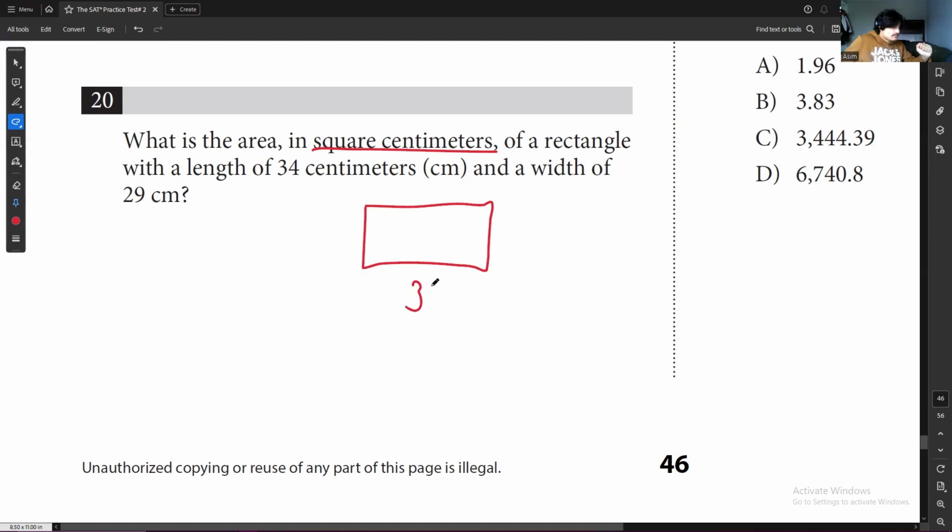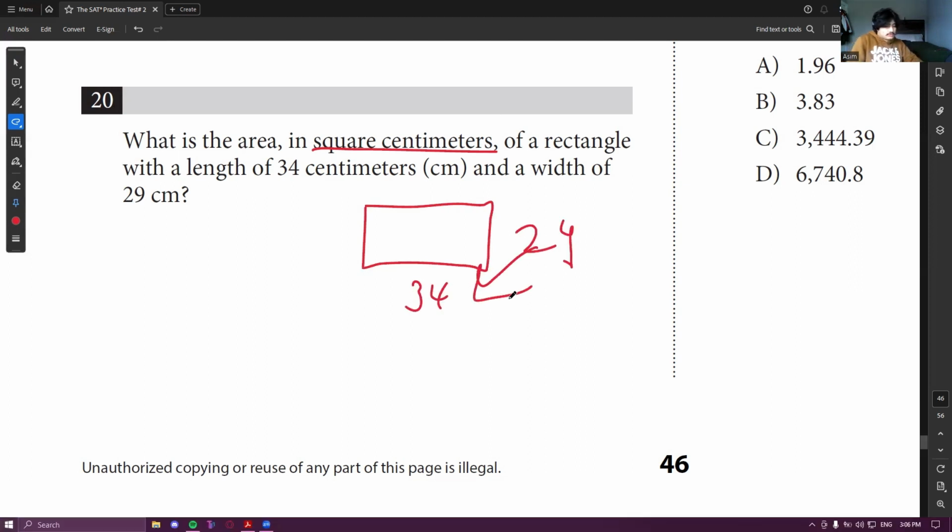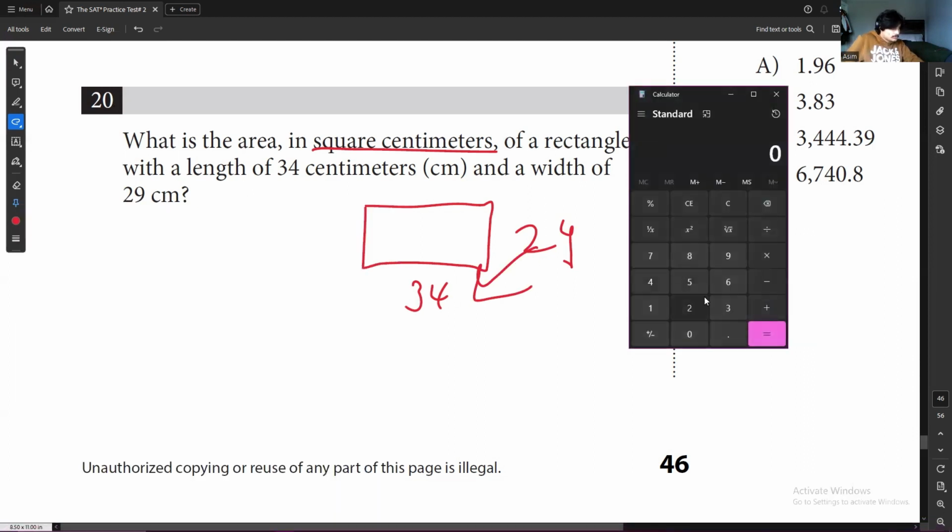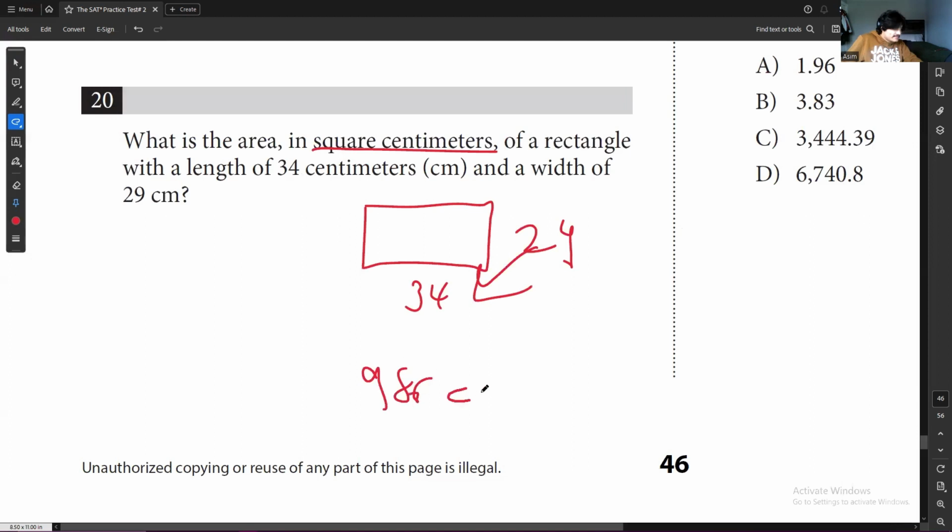It's so easy, guys. 34 and 29. So we just multiply these with each other. So let me just grab my calculator and multiply 29 times 34. And I got 986 square centimeters.